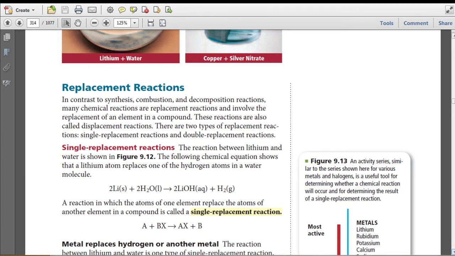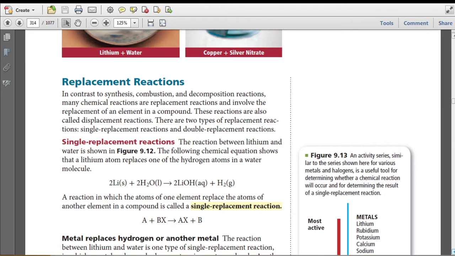In contrast to synthesis, combustion and decomposition reactions, many chemical reactions are replacement reactions and involve the replacement of an element in a compound. These reactions are also called displacement reactions. There are two types of replacement reactions: single replacement reactions and double replacement reactions.